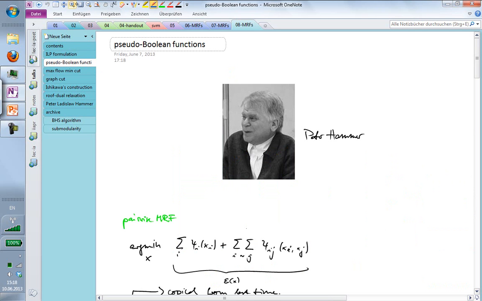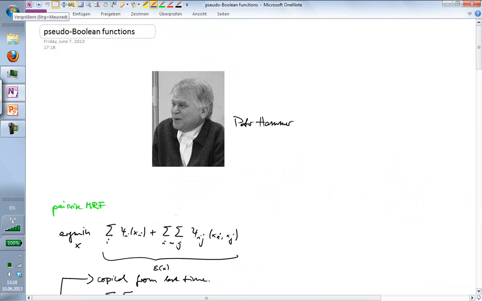You see pictured Peter Hammer, born, I think, in 1936 and died a few years ago. He is one of the eminent figures in operations research. And in the 60s, he found and showed results that made it to image processing only in the last decade. And then admittedly, the algorithms had to be tuned to make them run fast enough on problems involving millions of variables.